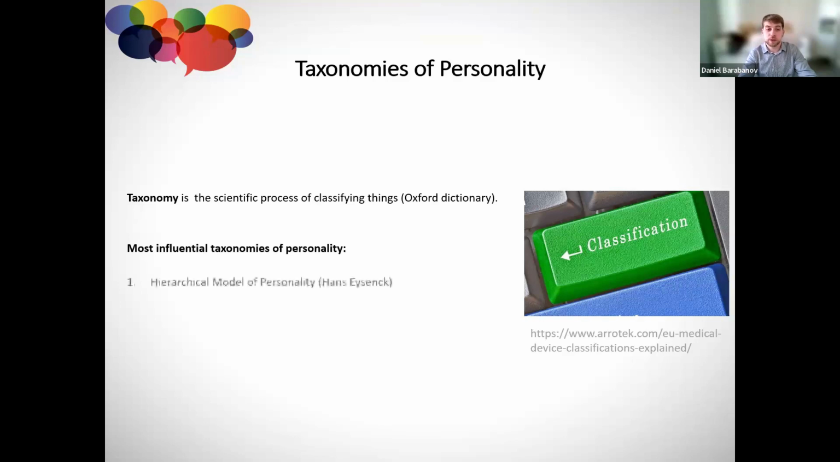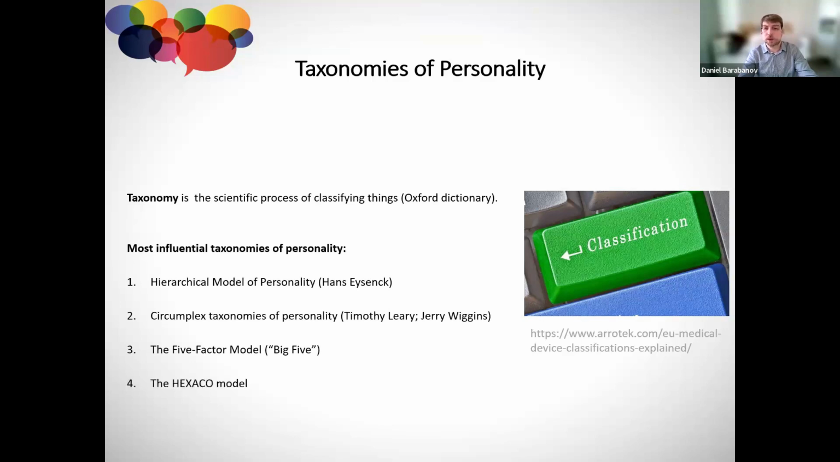So today we will discuss the hierarchical model of personality by Hans Eysenck, circumplex taxonomies of personality created by Timothy Leary and Jerry Wiggins, and the five-factor model, or Big Five, one of the most famous and influential models in personality psychology. Then the HEXACO model, a revision of the Big Five model done by Canadian psychologists. And finally, we will talk about the Dark Triad. So let's start with the hierarchical model of personality created by Hans Eysenck.